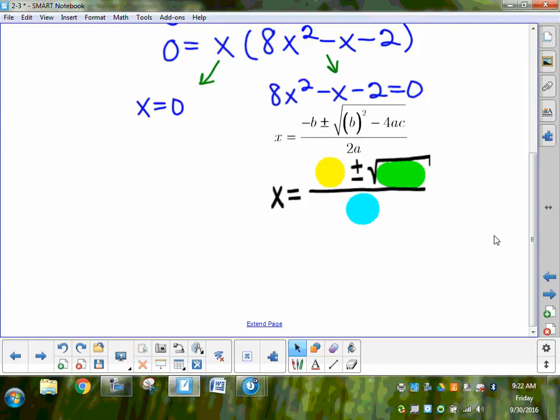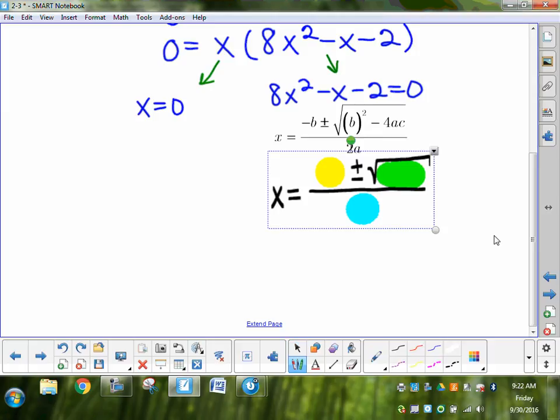8. What's our B value going to be? Hands up, please, if you can tell me that. Careful. Negative 1. What's our C value? Negative 2. Who can tell me what this yellow value is going to be then? Hands up, please, and you can tell me what number is going in that yellow position. Yeah. 1. What's going in the blue position? Hands up, please, if you can tell me that. Seriously? What? 16, 2 times the A value.